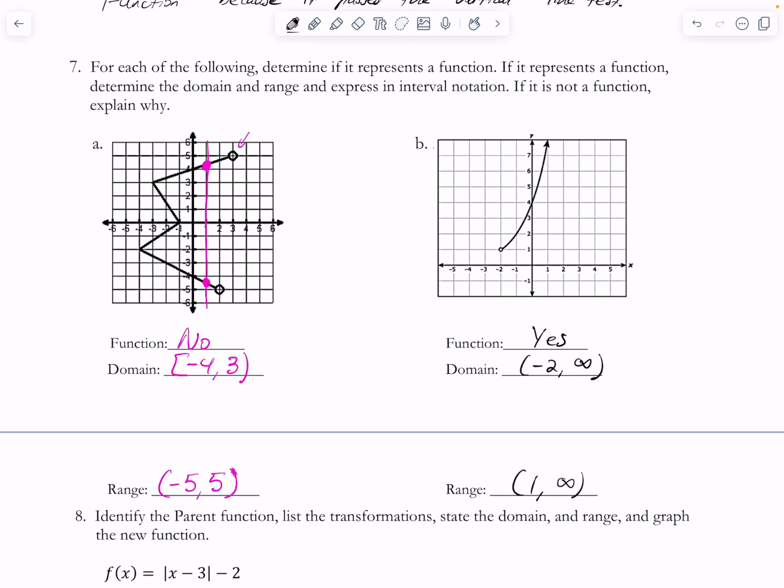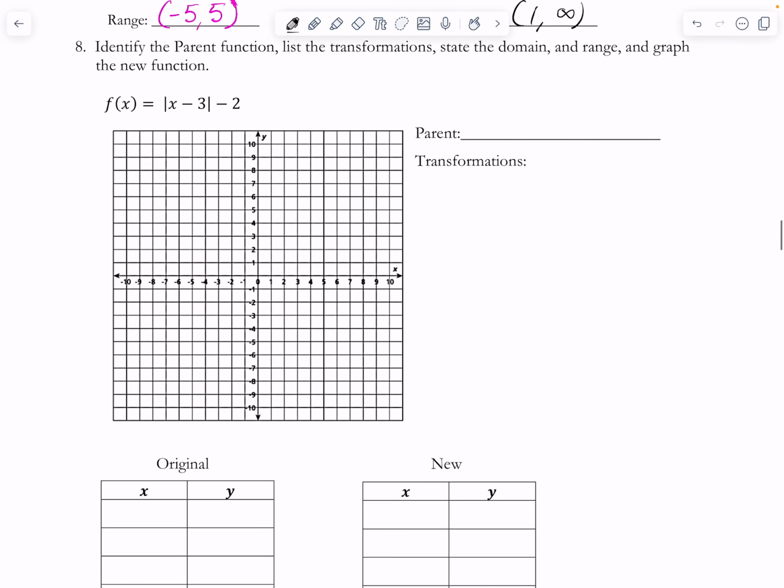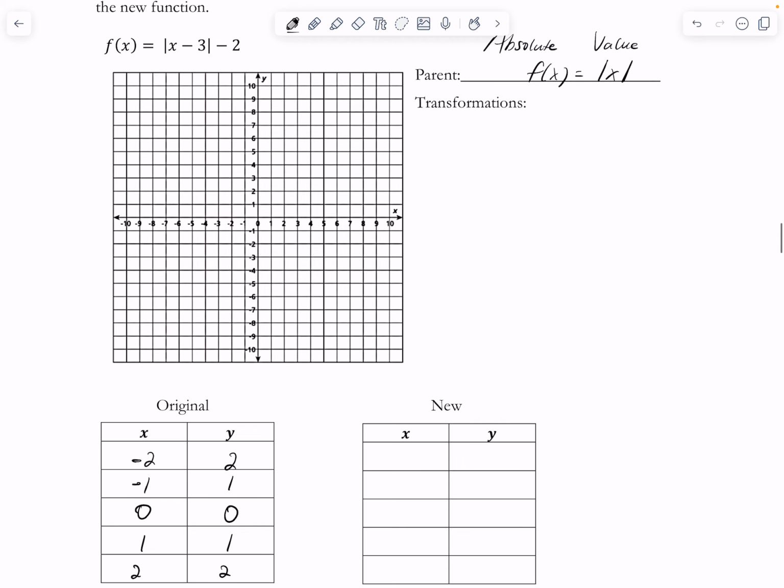All right, let's do a transformation where we identify the parent, graph the parent, list the transformations, graph the new one, and then do the domain and range for that new one. All right, so the parent function here is absolute value. And this right here is the parent function. Hopefully you remember the original points of -2, -1, 0, 1, and 2. Taking the absolute value of those would be 2, 1, 0, 1, and 2. It creates that V.